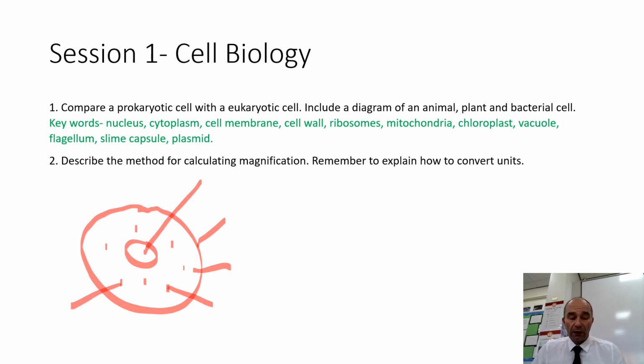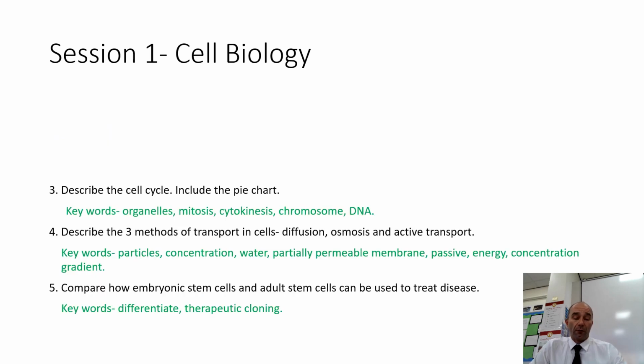The second activity is for you to describe the method for calculating magnification, and you also need to remember to explain how to convert the units. The third activity is to describe the cell cycle, and the instruction is to include the pie chart. The pie chart shouldn't take you long to draw, a circle with 3 parts to the cell cycle. You need to label it and explain what is happening at each of the 3 stages. The keywords you need to include are organelles, mitosis, cytokinesis, chromosome, and DNA.